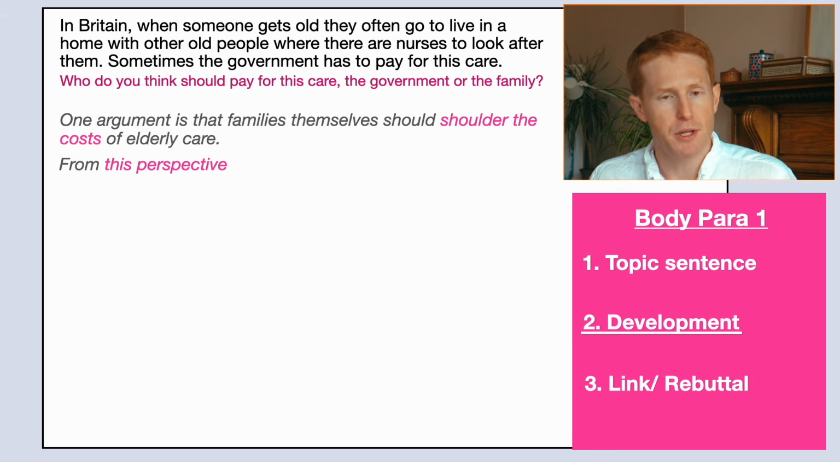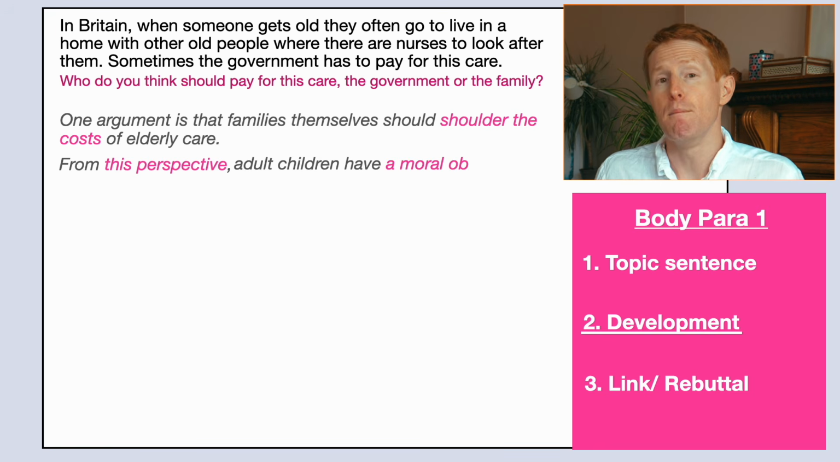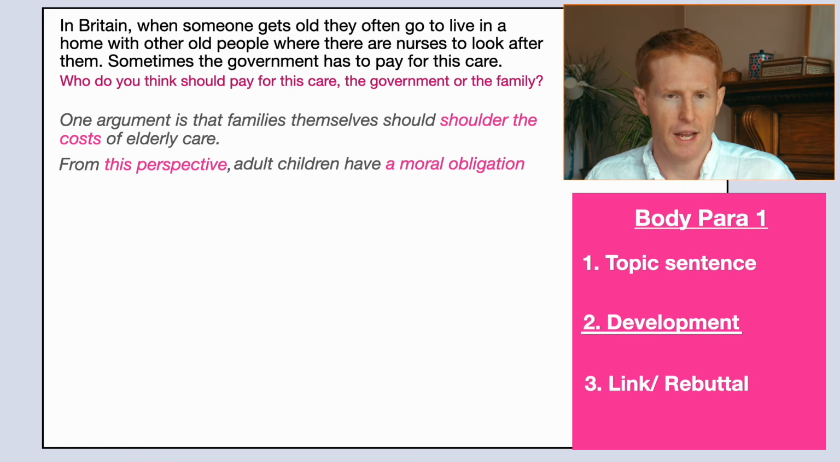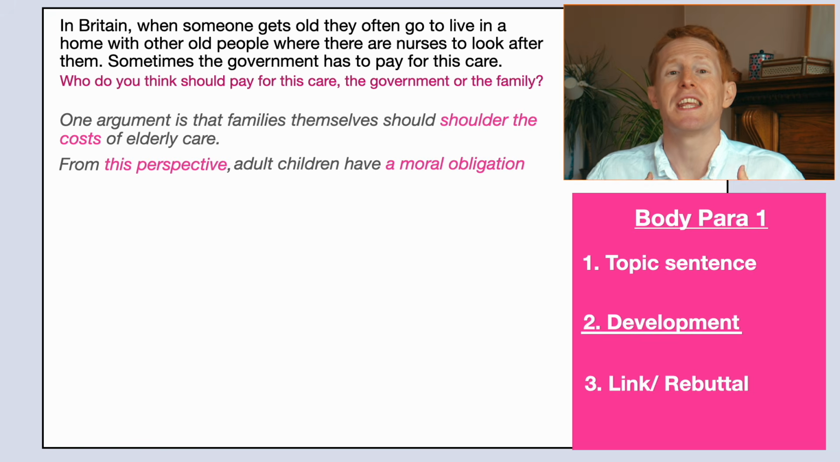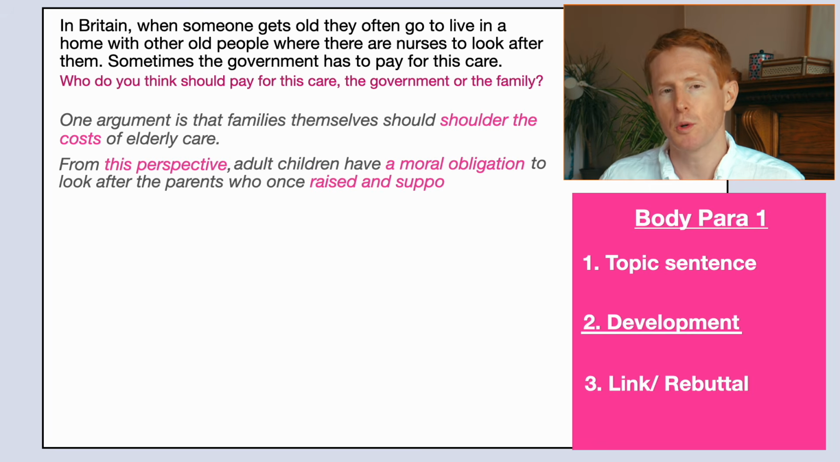From this perspective, so we're relating it to this, we're giving the development here. From this perspective, adult children have a moral obligation. This is a great phrase, a moral obligation. Maybe there's a financial obligation, a political obligation. In this case, it's a moral obligation. So morally, this is the right thing to do, and I'm going to explain why. A moral obligation to look after the parents who once raised and supported them.